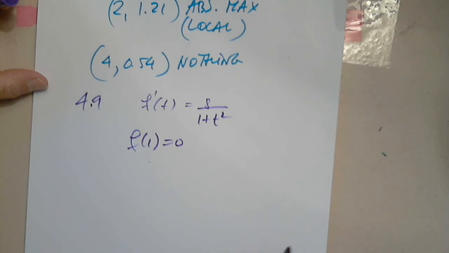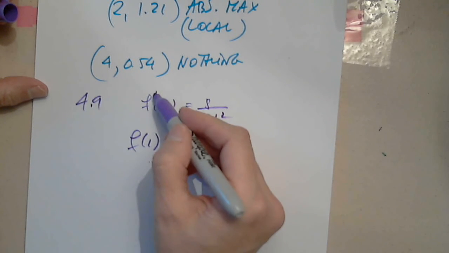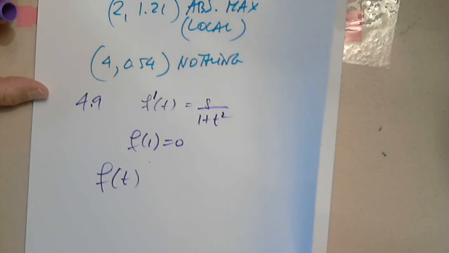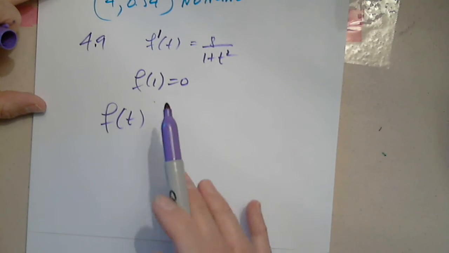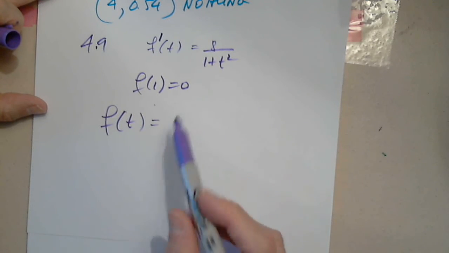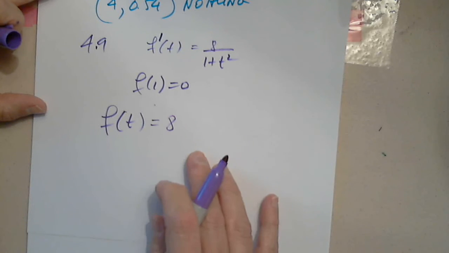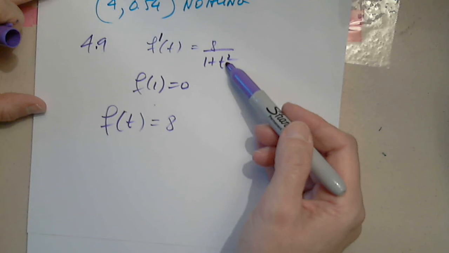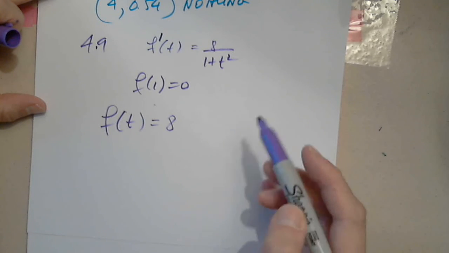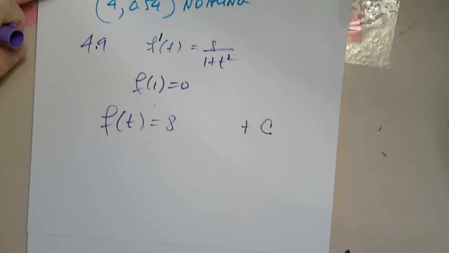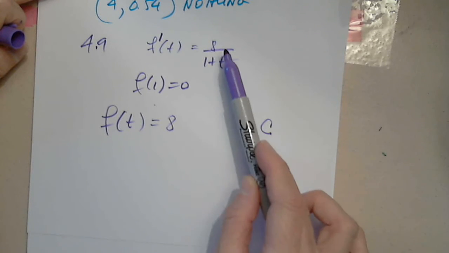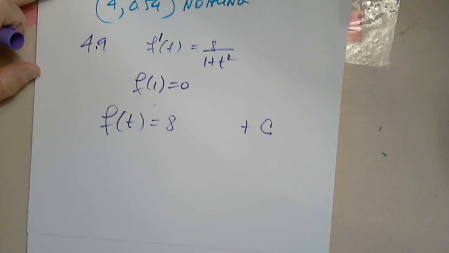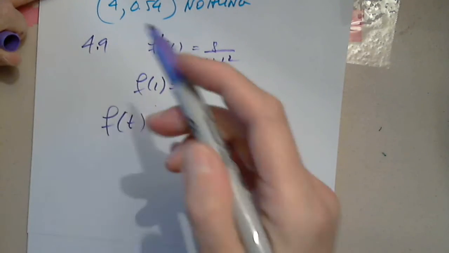Perfect, correct, very good. Because we have the notation f prime, we are going to stick with the notation f of t. We are asked to find the most general antiderivative for this. The 8 is 8. The question is, which function has derivative 1 over 1 plus t squared? Once I find that, I will add c to it. So which function has derivative 1 over 1 plus t squared? Arctangent. Very good.